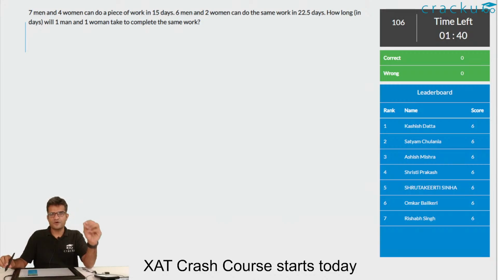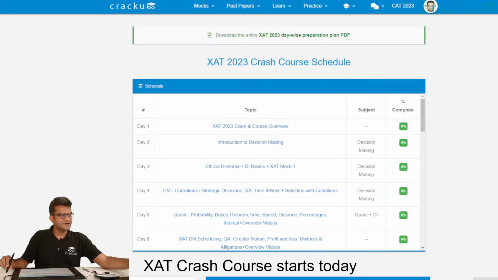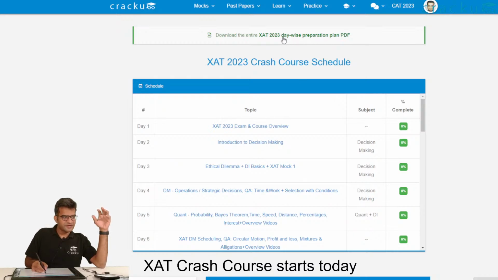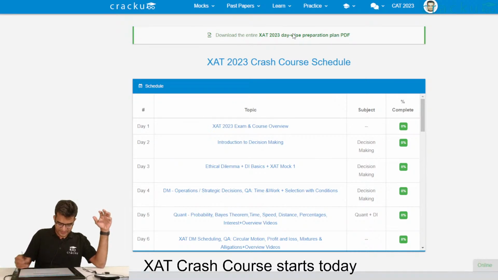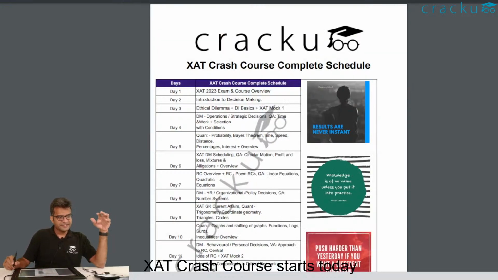You have to go to krakow.in/XAT/crash/course. Then you'll get a page which is similar to this. You'll get a page something like this, and over here where you can see my mouse, you can download the entire PDF for free. If you click on it, you will download the PDF, and this is how the PDF will look.